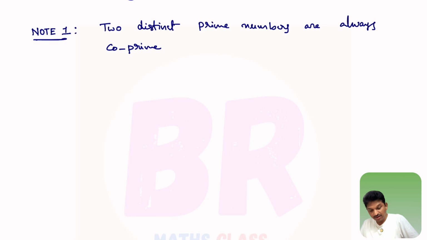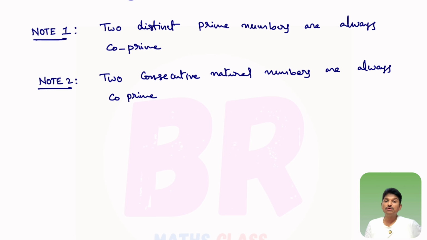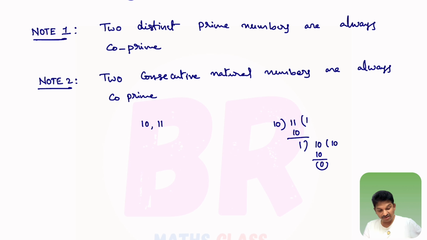Not only that, two consecutive natural numbers are always co-prime. You can check 10, 11. Divide the bigger number by the smaller number. What is the greatest common factor of 10, 11? That is 1. So two consecutive natural numbers are always co-prime. I hope it is clear to you.